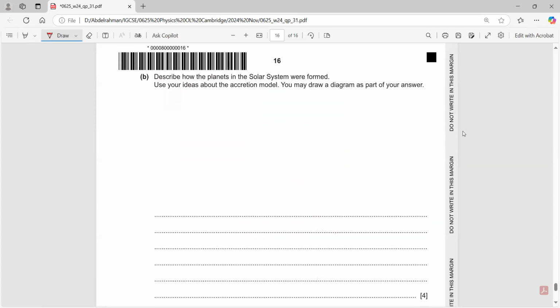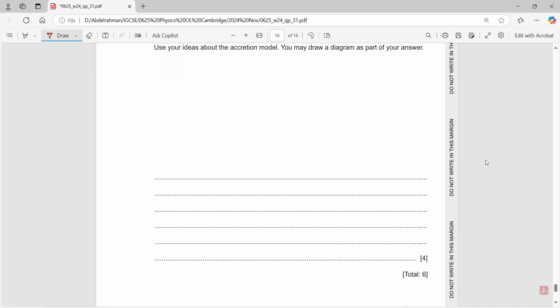Okay, B. Describe how the planets in the solar system were formed. Use your ideas about the accretion model. You may draw a diagram as part of your answer. You don't need to draw a diagram, but you may if you want. The accretion model. We watched a very nice video about the accretion model and how the solar system was a nebula. It was a bunch of dust and gas, which is nebula. So what happened? This dust started to form a protostar or a baby star, which is our sun.